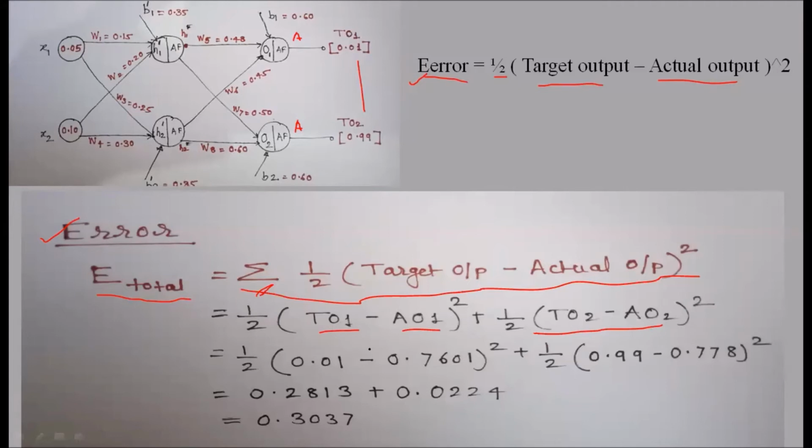We'll add these, so we'll get the total error at the output layer. We have already computed these values. We'll just substitute here and we'll get the errors 0.2813 and 0.0224, and then the final total error is 0.3037. So we have computed the error. Actually, we want the target output, but we are getting the actual output. So this is the error that we have computed, and this is the value of the total error.